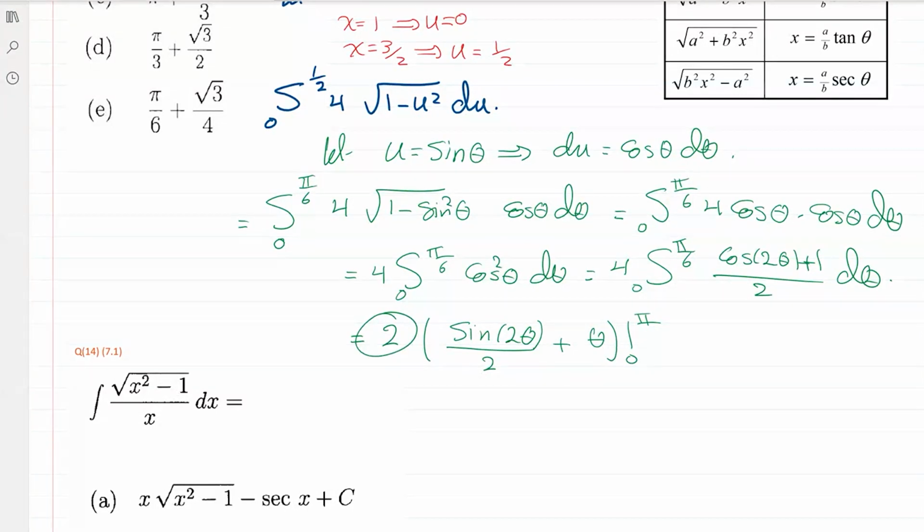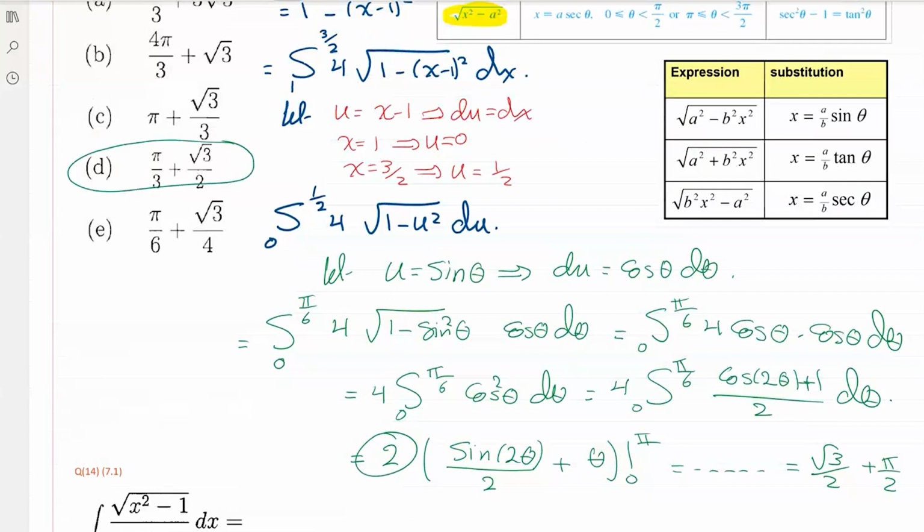Now, if you try to simplify this one till the end, I think you will get the answer to be root 3 over 2 plus pi over 3, which is D. Of course I will send the full details for you, okay?